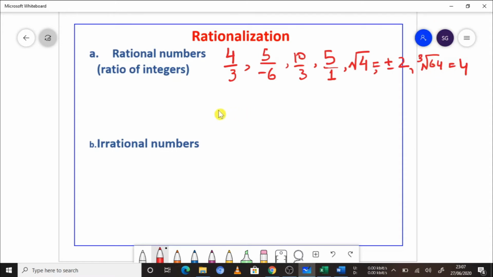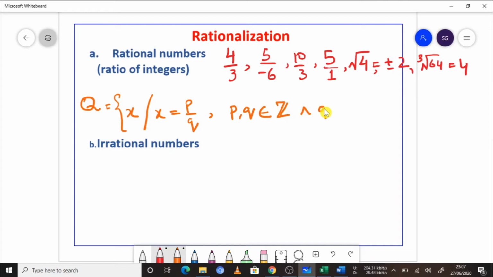In general, when we define the rational numbers, the set of rational numbers is denoted by the letter Q, and this is how it is written in set builder notation. It is read as all x such that x equals p over q, where p and q belong to the set of integers, and q is not equal to 0. If q is 0, 0 in the denominator will give you a math error or undefined answer.